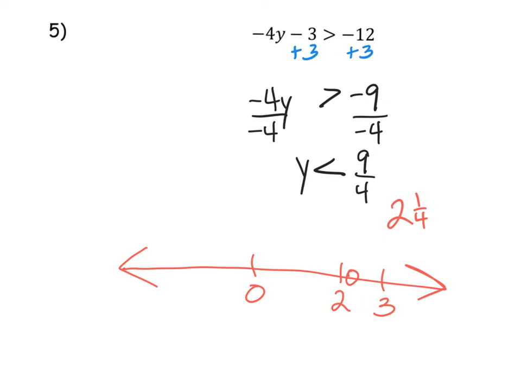Is that a less than symbol or a greater than symbol? Less than. Left. Shading to the left. And 2 is not included in my answer because it's an open circle. But -1 is. 1, +1 is. 0 is. But 3 is not. 2 is not.